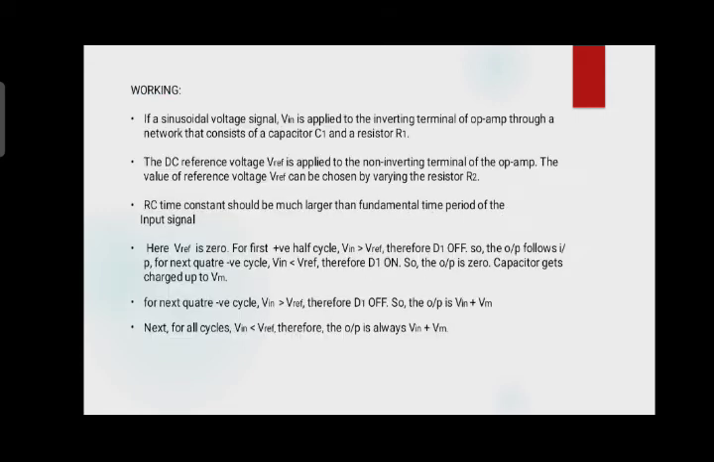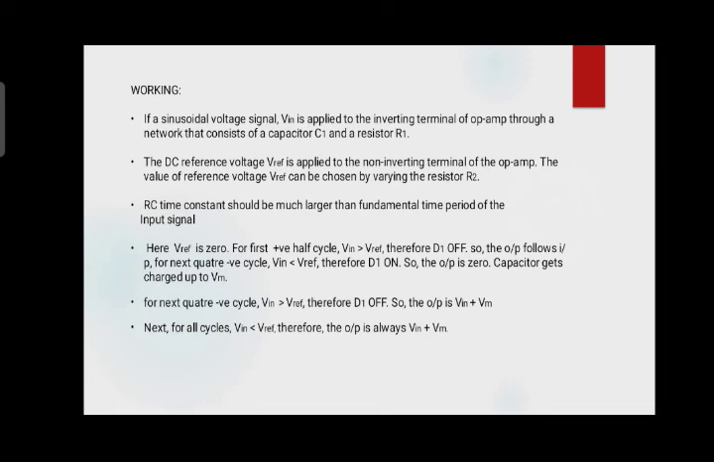Working of positive clamper. A sinusoidal voltage signal Vin is applied to the inverting terminal of the op-amp through a capacitor C1 and the resistor R1. The DC reference voltage is applied to the non-inverting terminal of the op-amp through the resistor R2. The RC time constant should be much larger than the fundamental time period of the input signal, so that the capacitor stores the charge as long as possible. Here we made the reference voltage 0.